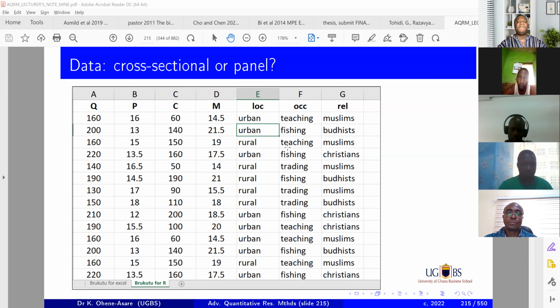Now, who can tell me which variables are categorical and which variables are numerical? Zaid. Which variables? Okay. The set of variables and then the third set of variables are categorical. So those categorical variables are known as dummy variables. We'll come back to that.